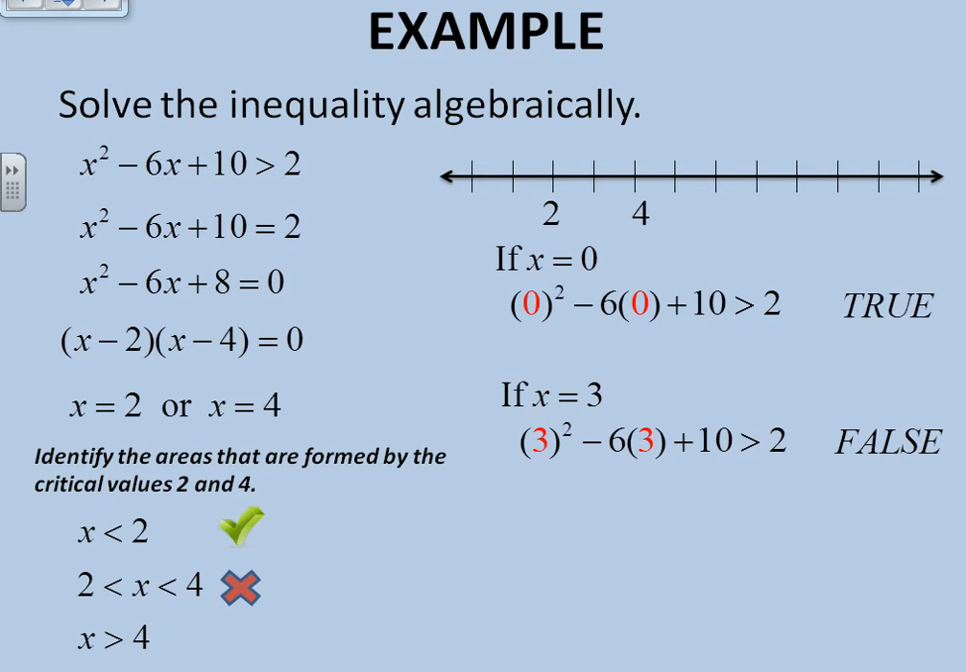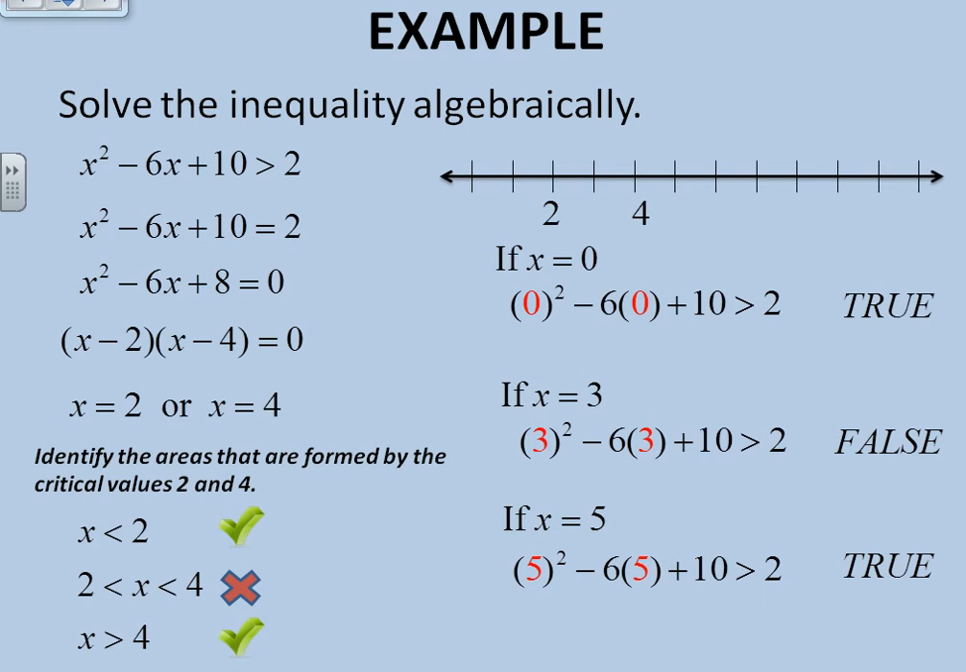And then we're going to try the other section, which is x is greater than 4. So we'll choose 5. That's a value that's greater than 4. And we plug that in. 5 squared minus 6 times 5 plus 10 gives us 25 minus 30 is negative 5. Plus 10 would be positive 5. So 5 is greater than 2. That is true. So we've identified, actually, in this case, 2 sections that are true.